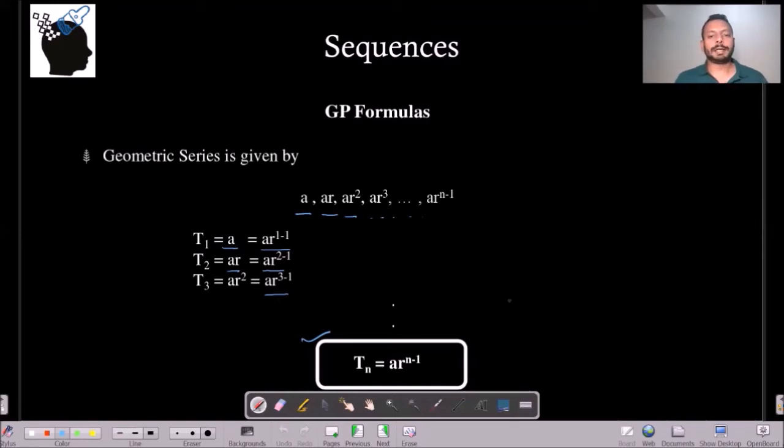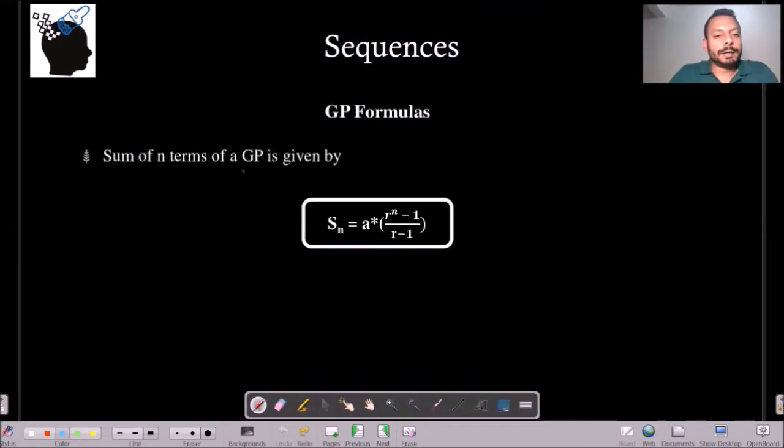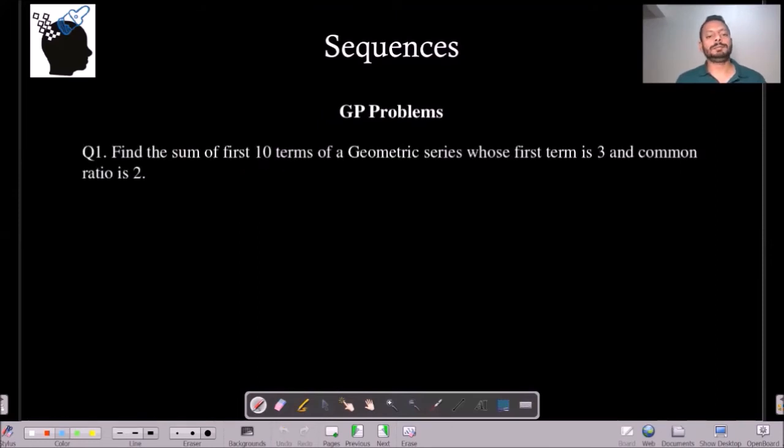Now let's try to understand the formula for sum of n terms. Sum of n terms of a geometric progression is given by Sn is equal to A multiplied by R raised to n minus 1 divided by R minus 1, where A is the first term, R is the common ratio, and n is the number of terms in the geometric progression. Let's try out some problems now. You can pause the video and give it a shot.